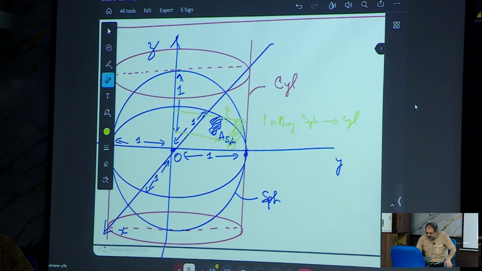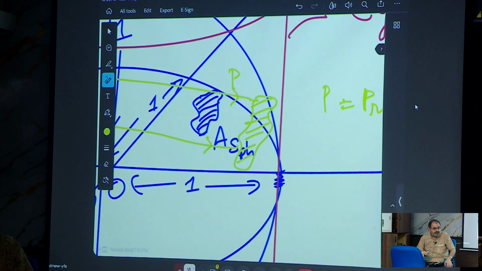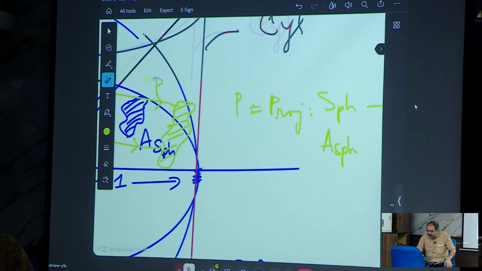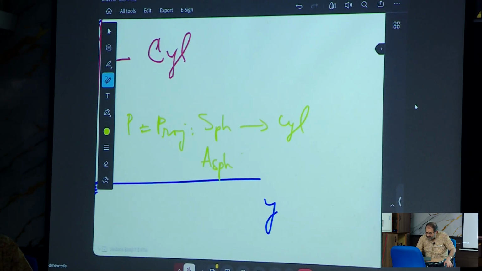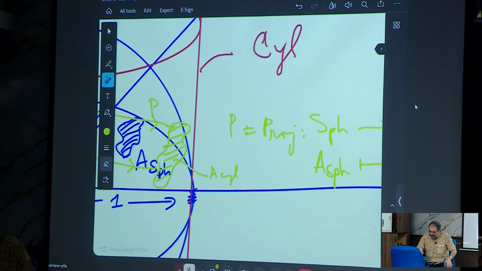So I take a sphere, a nice piece of the sphere. You think of it as being bounded by a nice, smooth curve, it's a curved surface, all right? So this blue thing is a curved surface, okay? And its area is A subscript SPH, spherical area. I'm just going to project it, and I will get this A cylindrical. This is a cylindrical area, okay?